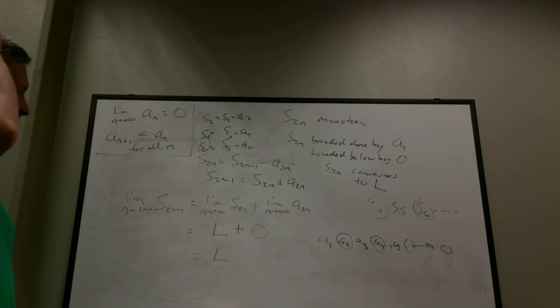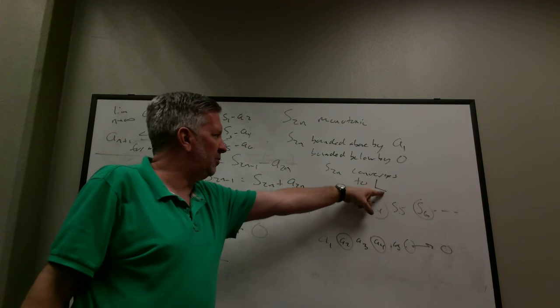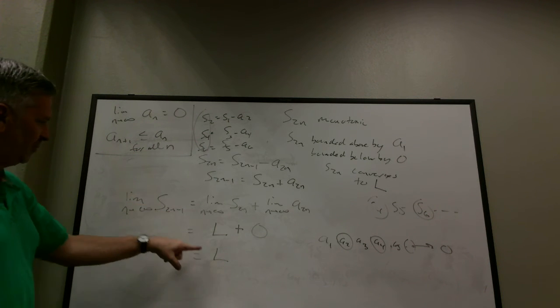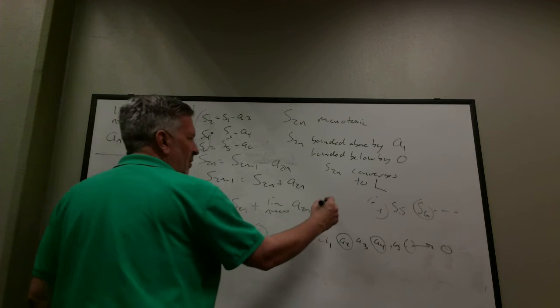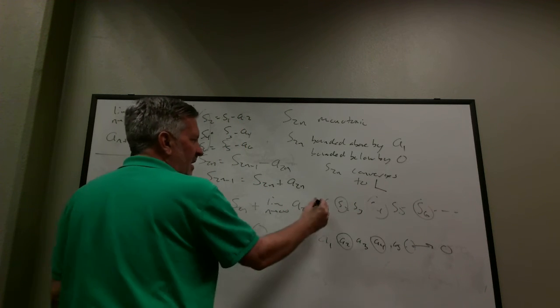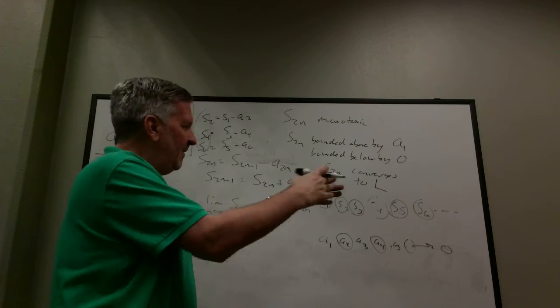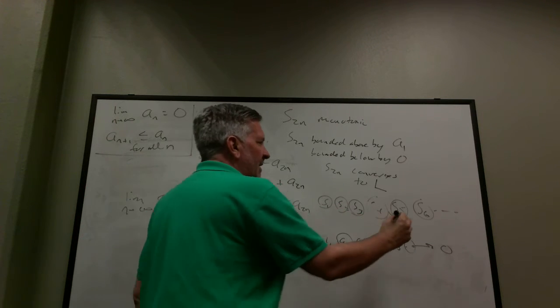So notice what we showed. We showed the sequence S2n converges to L. This shows that the sequence of S with odd subscripts also goes to L. So if I go back to my S1, S2, S3, I knew all the evens went to L. I just showed all the odds would go to L. So half of those terms go to L, the other half also go to L. The whole thing is heading to L.